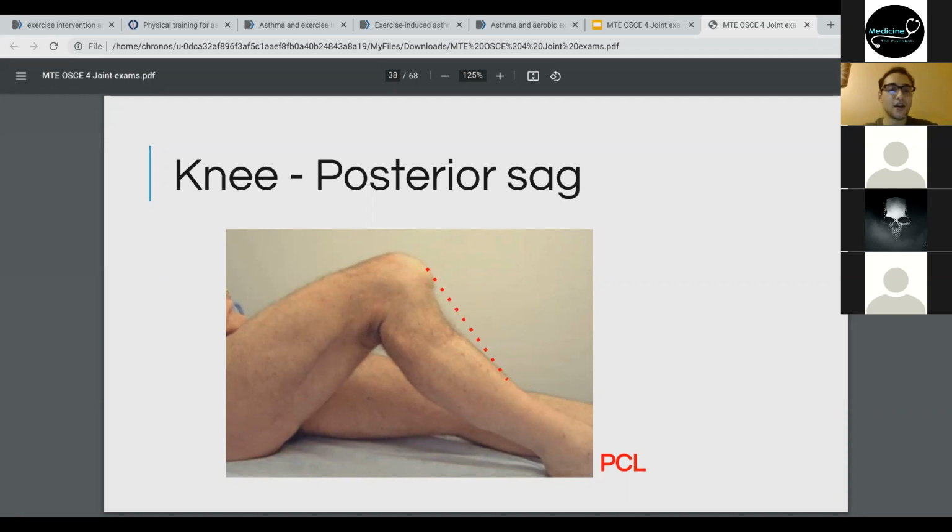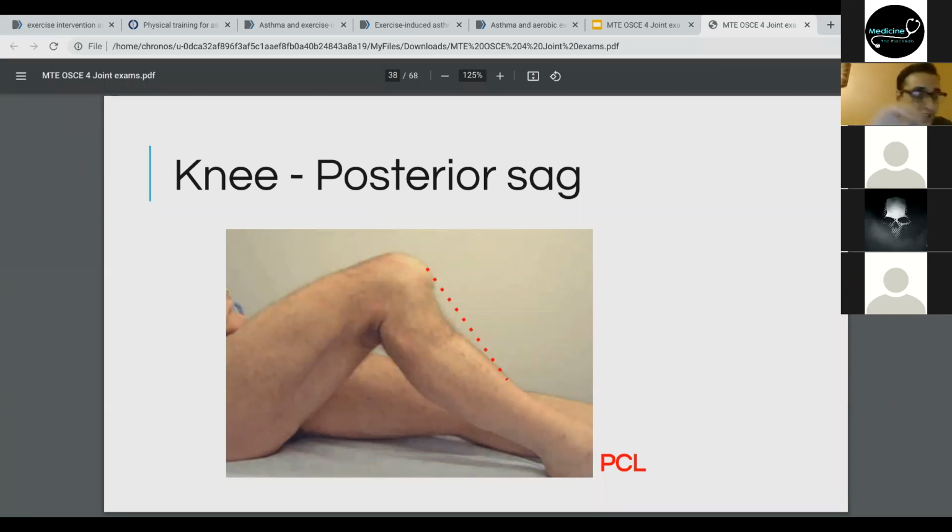Okay, so let's say you have a PCL tear. In that case, you've bent the knee to 90 degrees. Sorry, I'm not good at maths. And this will be the result. There's nothing stopping the tibia from being translated posteriorly because you've lost that PCL. It's just been popped. So this will be their resting position of their tibia compared to their femur in the knee.